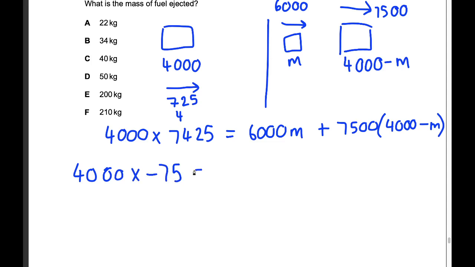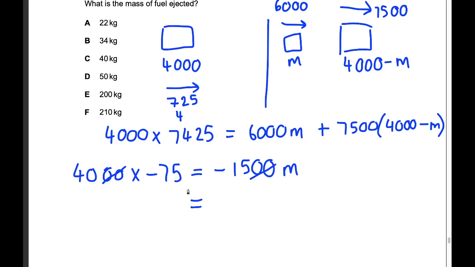I don't really like doing calculations, so I'm going to wait till my final chance to actually calculate something. I've got 6,000 m on this side, but I've also got a minus 7,500 m from opening up that bracket. That's going to be 1,500 m minus 1,500 m. So I can take away a couple of zeros on both sides. That's something I'll do first.